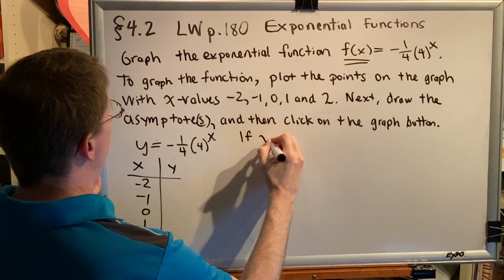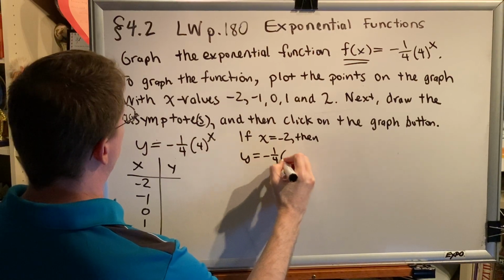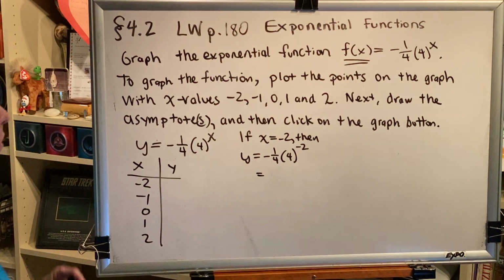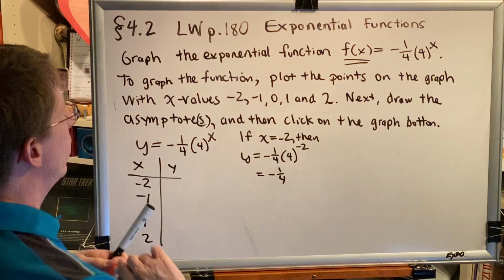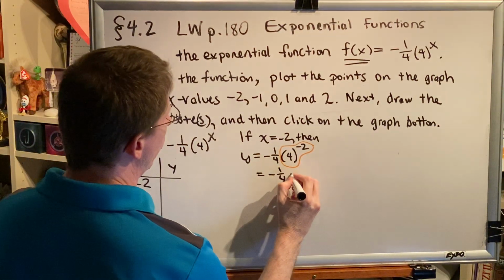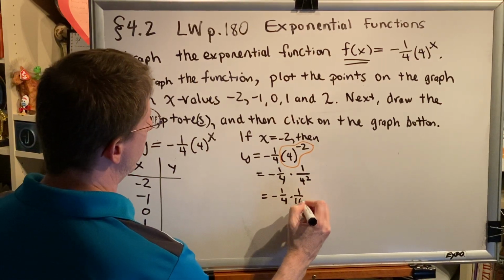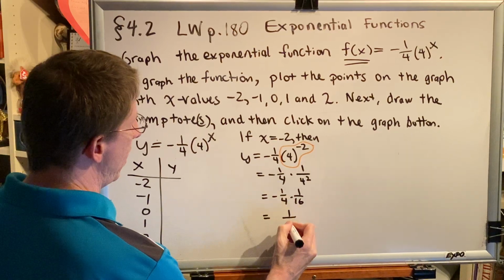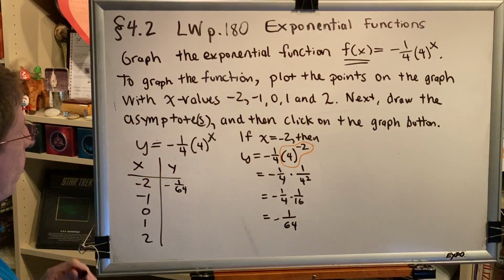Let's start with the first value. If x equals -2, then y equals -1/4 times 4 to the -2 power. This is where knowing the base is very helpful. Only the 4 is affected by this -2. So we focus on the 4 to the -2 power first, and then do the things around it. Using our knowledge of exponent rules, 4 to the -2 is the same thing as 1/4 to the 2, which is 1/16. So we get -1/4 times 1/16, and we multiply the fractions by multiplying across. 1 times 1 is 1. 4 times 16 is 64, and then the negative makes it negative. So we get -1/64 as our point here.